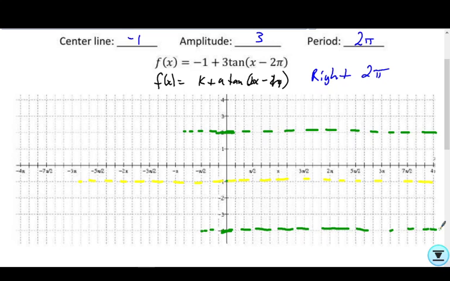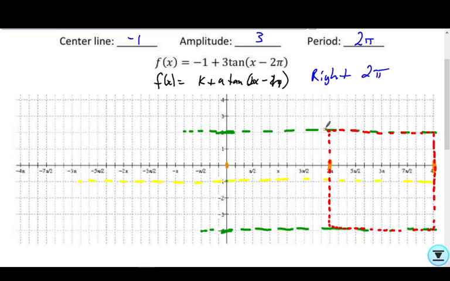Okay? And then my last part is going to be my period and my shift. So my period's 2 pi. It normally would start at 0, but it's been moved over 2 pi. So it starts here at 2 pi. And my period is 2 pi long, so 2 pi to 4 pi. Okay? So basically, what I've created for my center line, my amplitude, my period, and my shift, I've created this box right here. This box represents where my trig function is going to be.